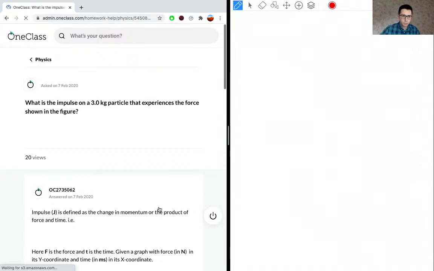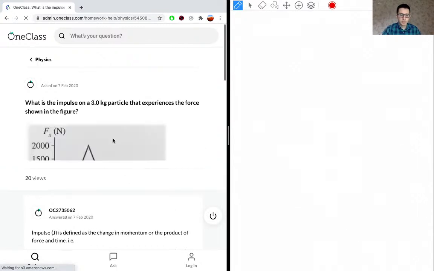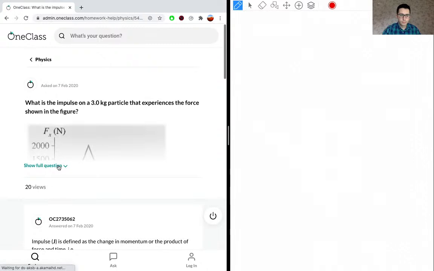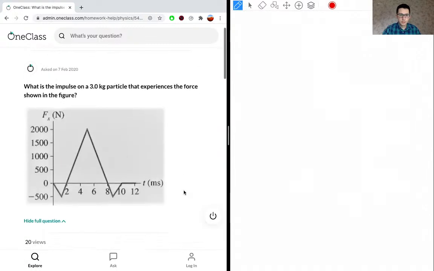Okay, so what is the impulse on a 3 kilogram particle that experiences the force shown in the figure? So I'll just give this a second to load. I think there's a figure that's going to pop up. Yep. Okay, so we're given this figure. We know that there's a particle, weighs 3 kilograms, and we have to evaluate the impulse.